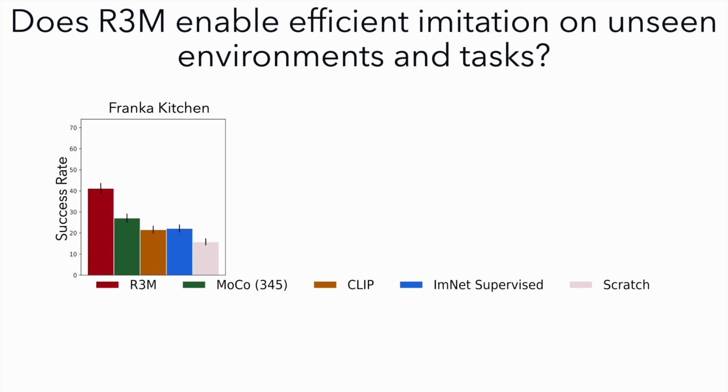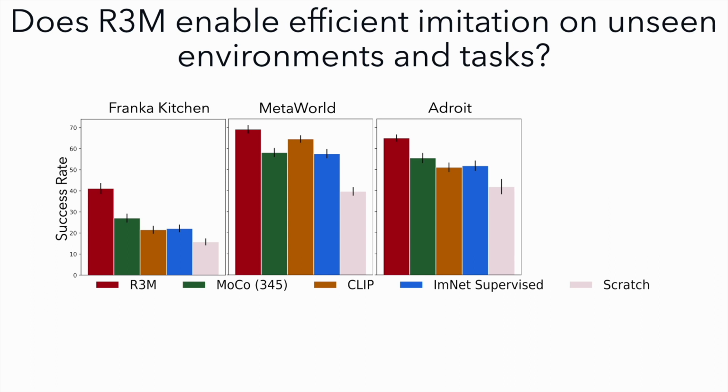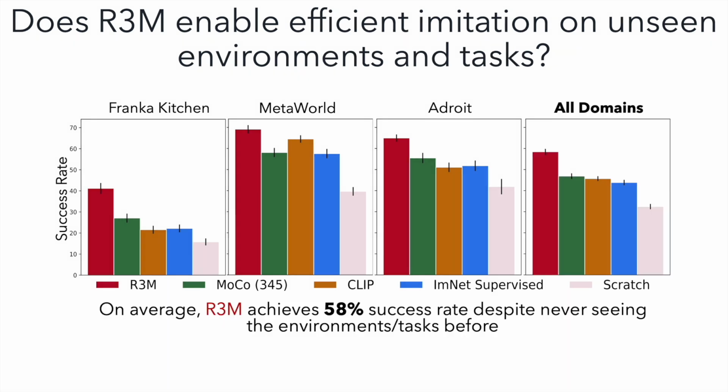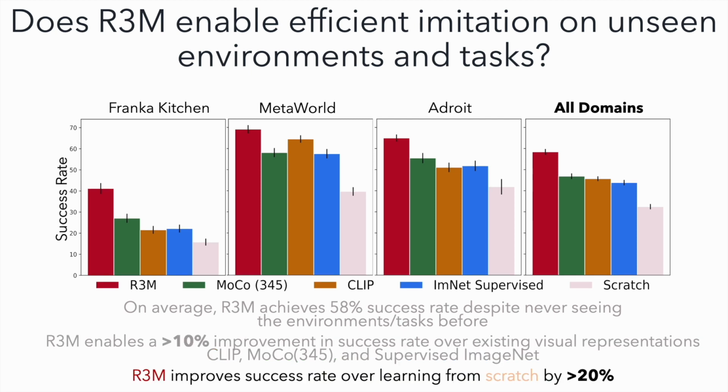In our first experiment, we compare R3M and comparisons on Franka Kitchen, MetaWorld, and Adroit environments, and see that across all domains, R3M achieves a 58% success rate on average, despite never being trained on data from the target environments or tasks. We additionally observed that R3M enables over a 10% improvement in success rate over existing visual representations like CLIP, MoCo, and supervised ImageNet, which have been found to be effective for learning control. Finally, we see that R3M is significantly more effective than learning from scratch, improving success rate by over 20%.